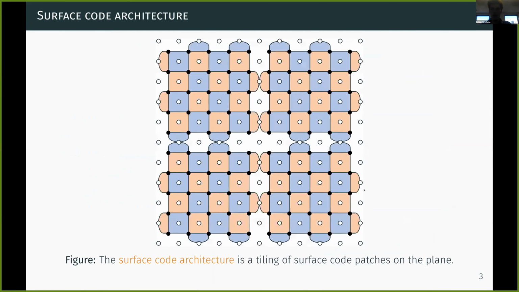So how can we make multiple logical qubits out of these patches? Well, we just tile them in the plane. We take our patches, flip them horizontally or vertically, and tile this pattern in the plane. We call this the surface code architecture.